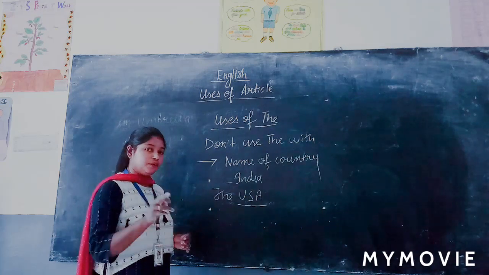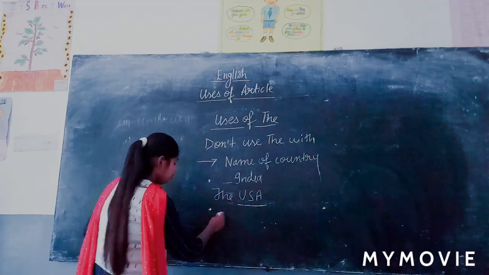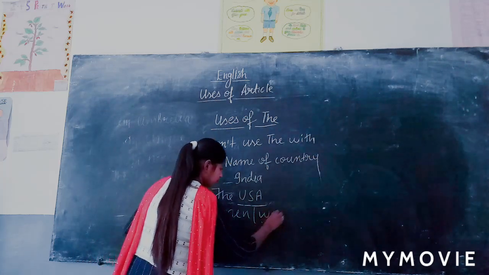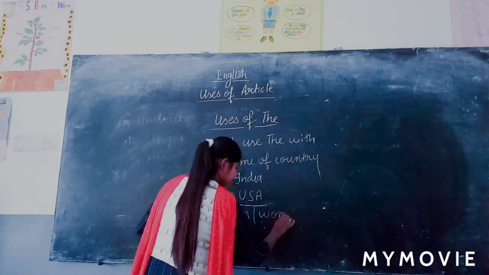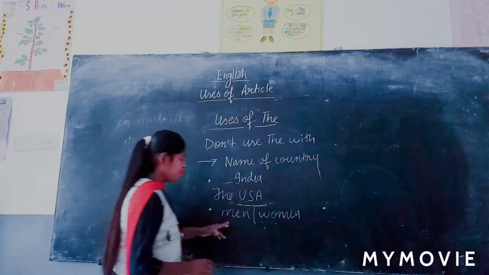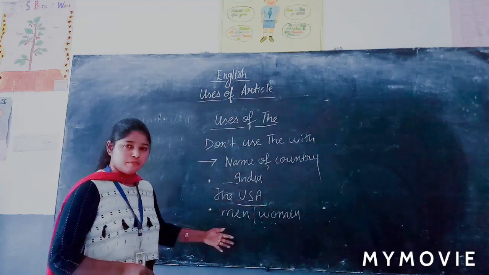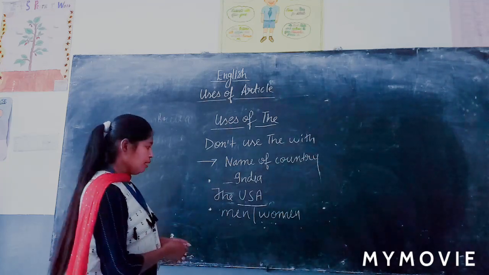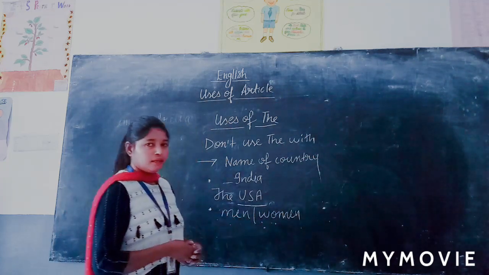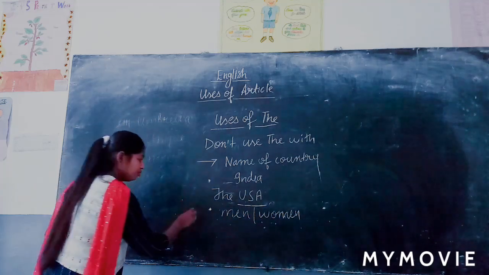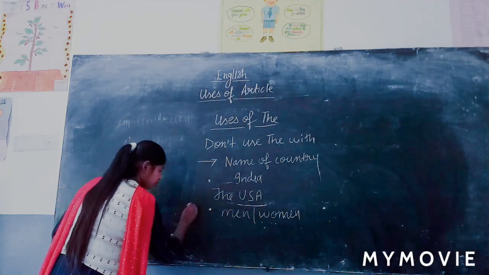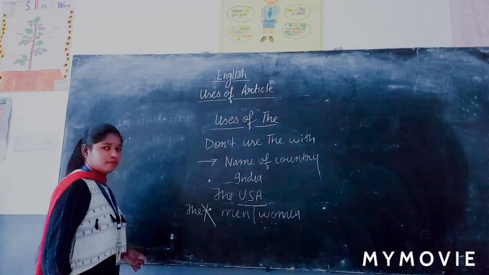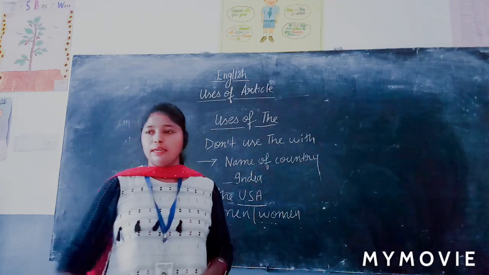Here we are talking about a group, but if the group identifies men or women, that is, male is a group of men and women is a group of females, we should not use the. That will be wrong. Clear? Now again.